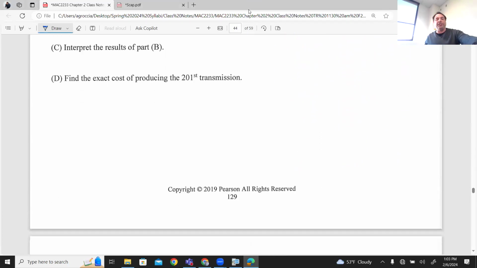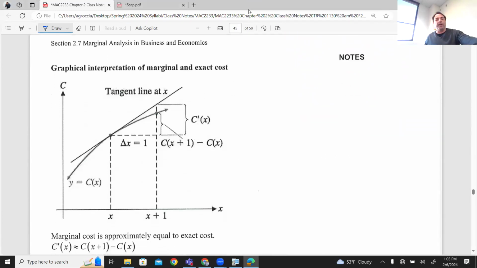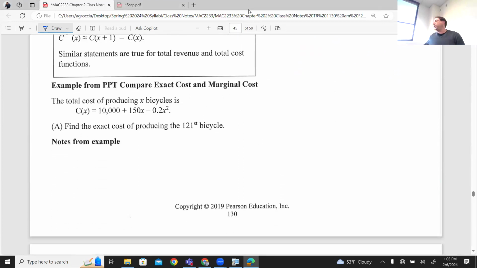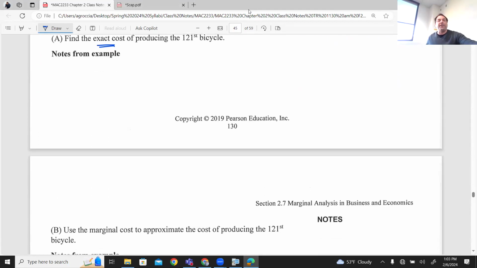So I'm going to leave you one of these to do. I'm not going to do it for you. I'm just going to leave it for you. You are going to do this one that deals with bicycles. I'm not even going to read it. But I am going to tell you, when you do this one, you're going to find the exact cost and you're going to find the marginal cost.